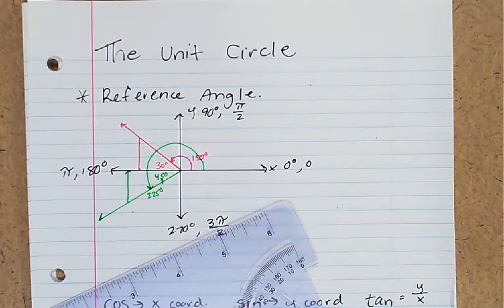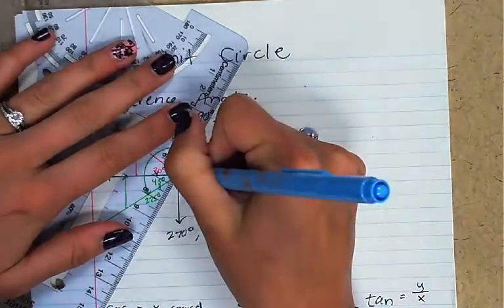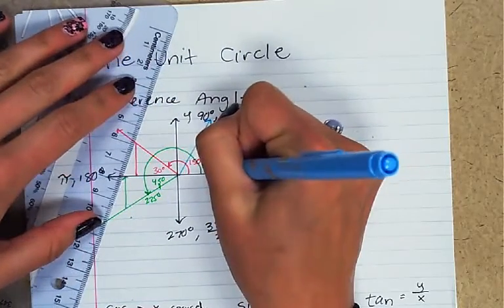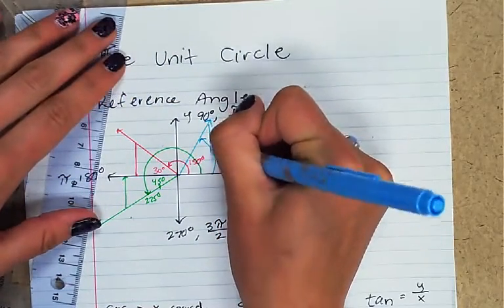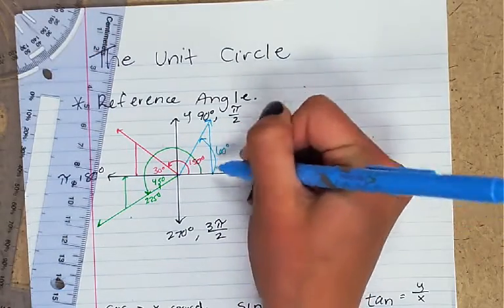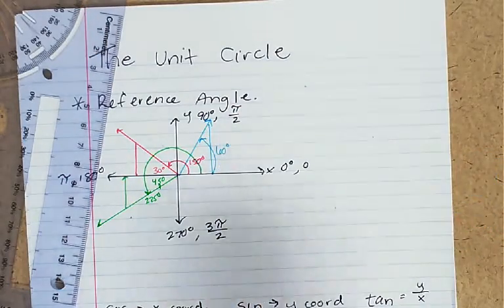Let's do one more. Actually, let's do two more. If you're in the first quadrant, let's say I had a 60-degree angle. To get back to the x-axis, we would just do that 60 degrees right there, because we know we went up 60. Just come back to the x-axis, that would be 60 degrees as well.